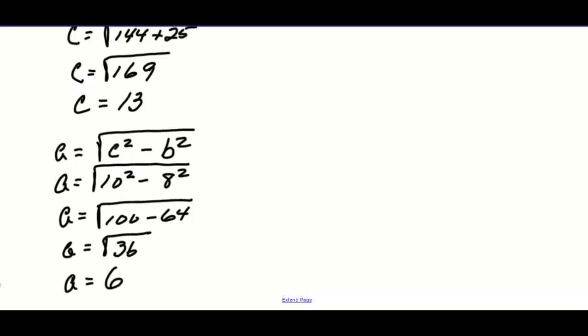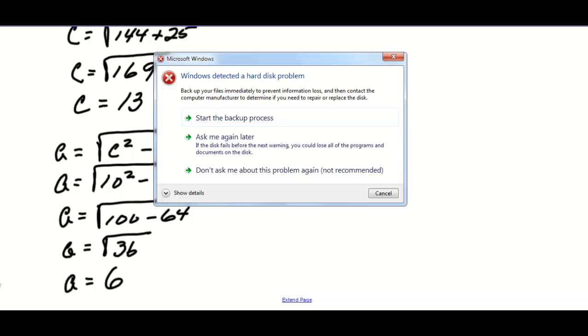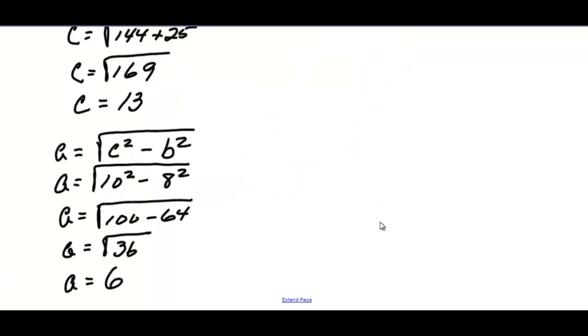Now, there is a famous 3, 4, 5 right triangle, and any multiple of 3, 4, 5 you can figure out. So if one side's 3, the other side's 4, the hypotenuse is 5. In this case, if you multiply that by 2, you'll get 6, 8, and 10. So that's just one that you might want to keep in mind. What we want to look at now is a couple of the other problems that are on page 678.